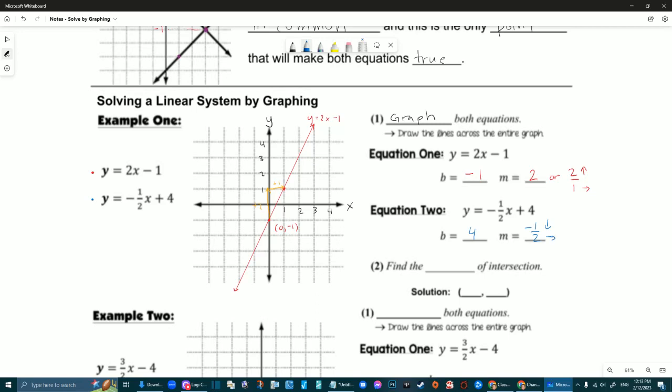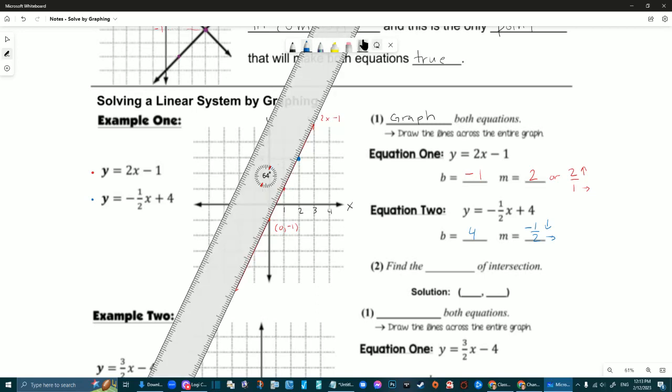I'm going to start by graphing that y-intercept of positive 4. And then I'm going to use the slope to find our second point. So down 1, forward 2, and I've already found where those lines are going to cross because my next point is on the first line. That next point is right here. But we're going to grab our ruler and draw that line.